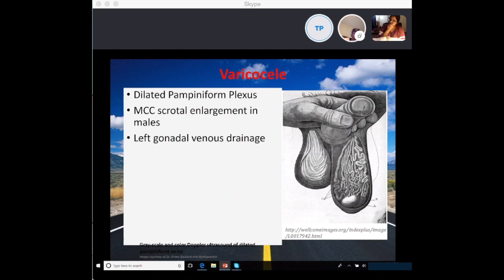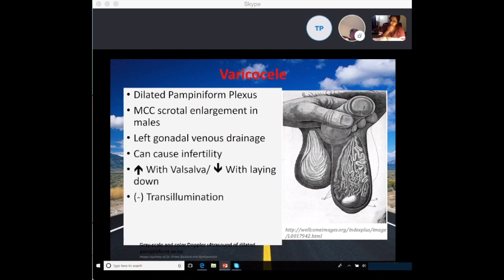Let's see. So it can cause infertility, and that's because, just like we had in cryptorchidism, you have a lot more stagnant blood flow here. You're going to have an increase in temperature, and the testicle's not going to like that, so you can cause infertility. The bag of worms increases with Valsalva because you're decreasing venous return, and it decreases by laying down. And it's going to be negative on transillumination because it is blood, not a clear fluid.